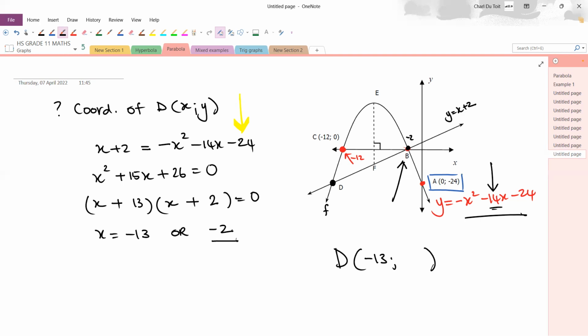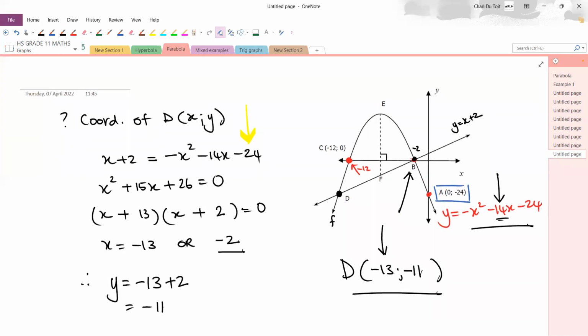I can put the x value of -13 into any one of the two graphs. I'm obviously going to choose the straight line. Therefore, the y value is the x value, which is -13 plus 2, and that is -11. So the coordinates of D are -13 and -11. Please write that down, that's very important.